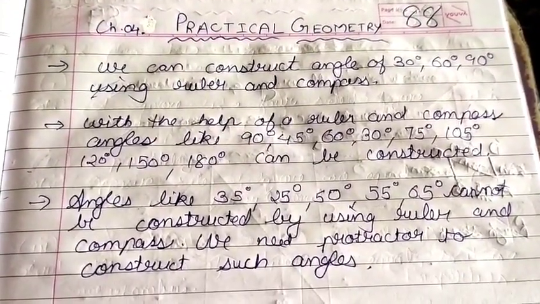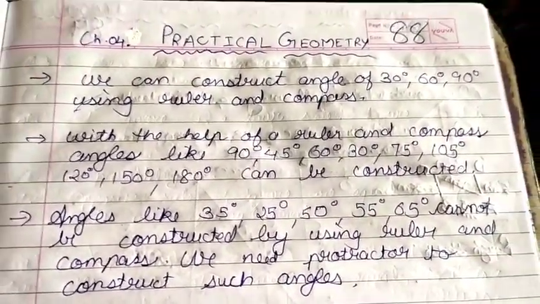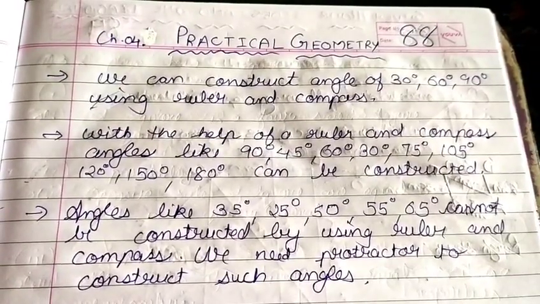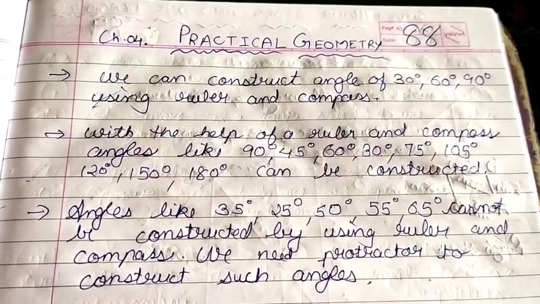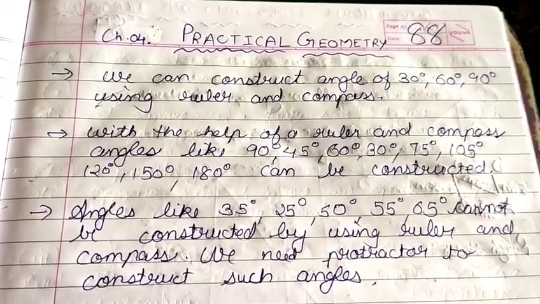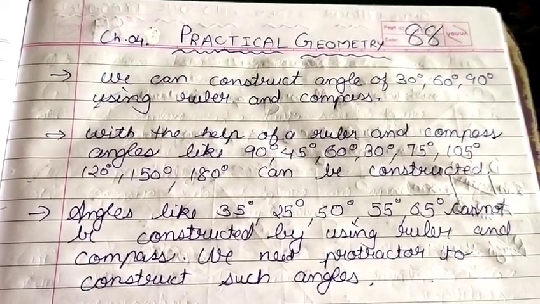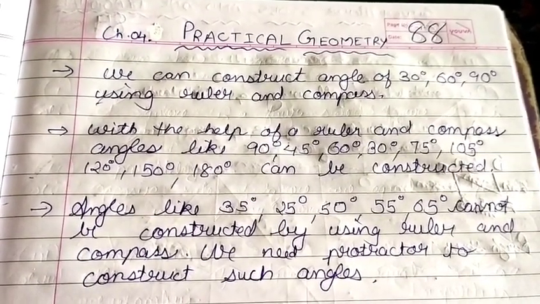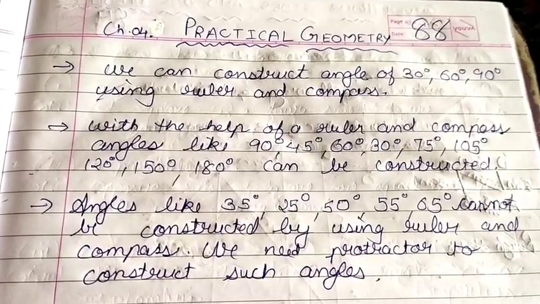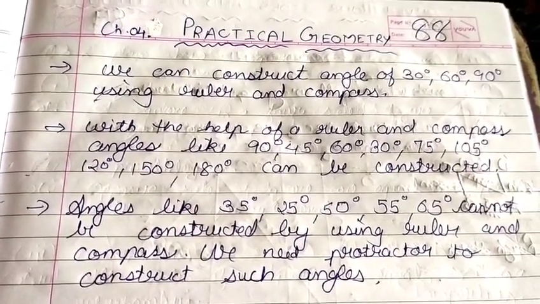Now, with the help of ruler and compass, angles like 90, 45 degree, 60 degree, 30 degree, 75 degree, 105 degree, 120 degree, 150 degree, 180 degree can be constructed. We can easily construct such angles with the help of ruler and compass.